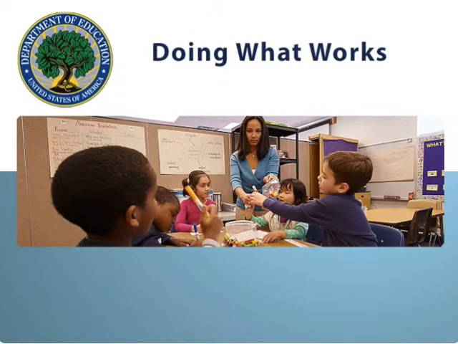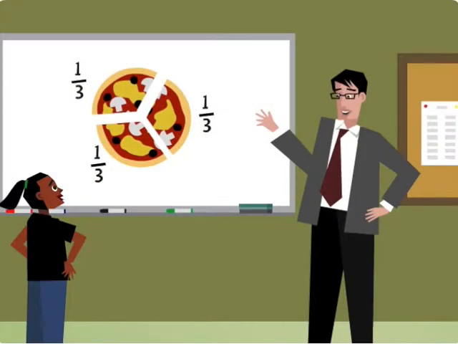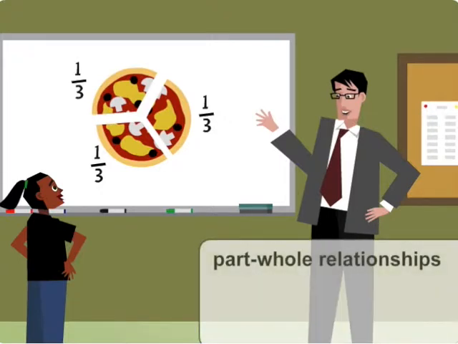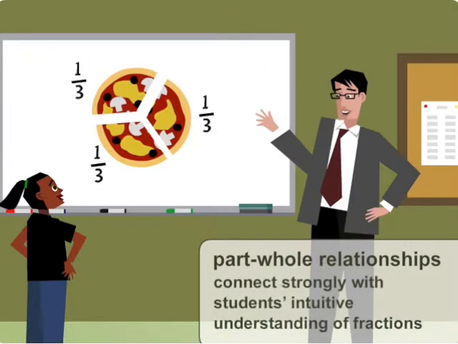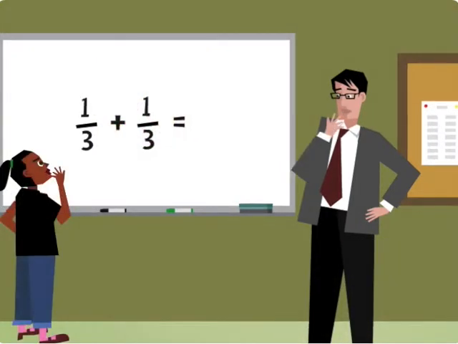Welcome to the overview on recognizing fractions as numbers. Formal instruction about rational numbers usually begins in the primary grades with explorations of part-whole relationships. This approach connects strongly with students' intuitive understanding of what fractions are and how they work. But without further instruction on other interpretations of fractions, students may form misconceptions that will impede future comprehension.